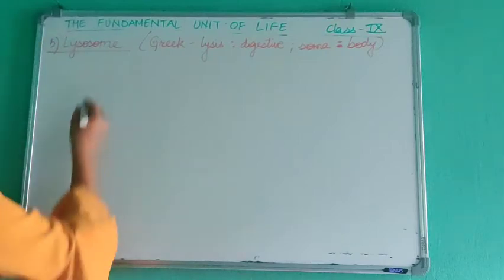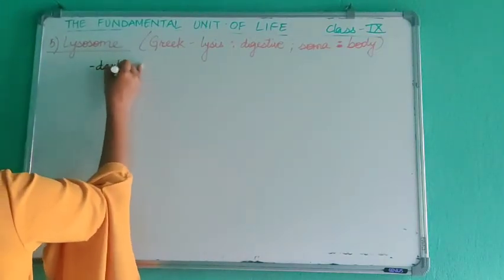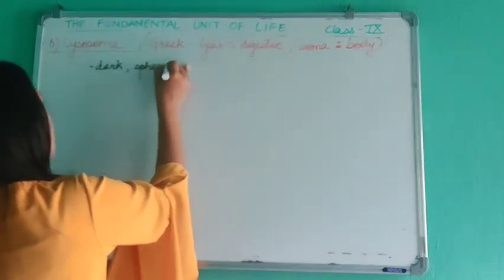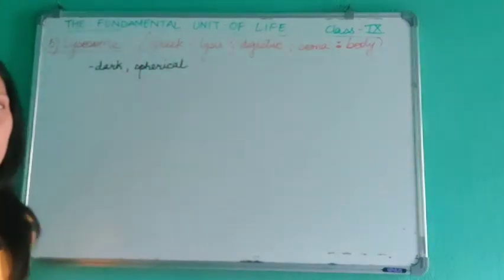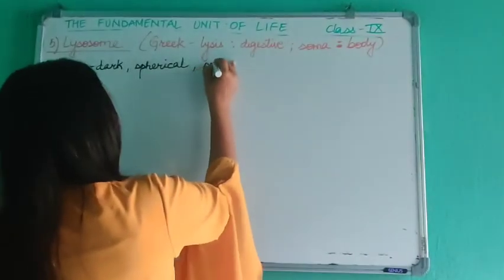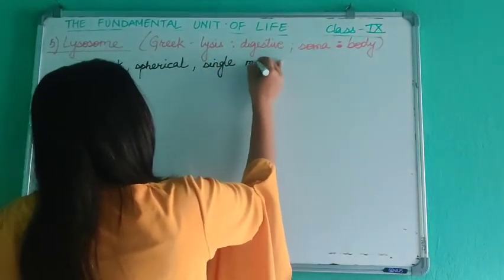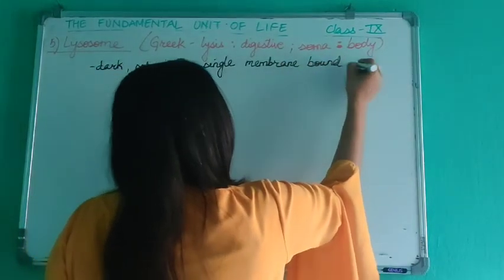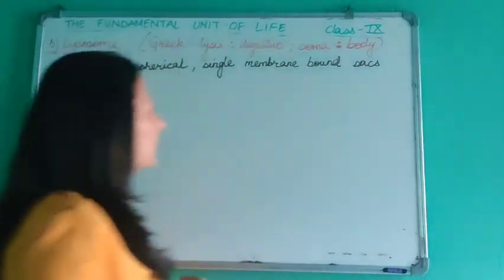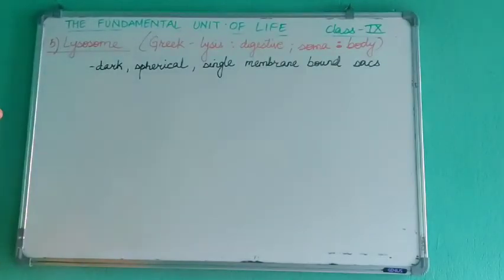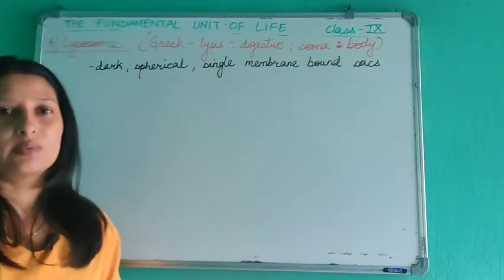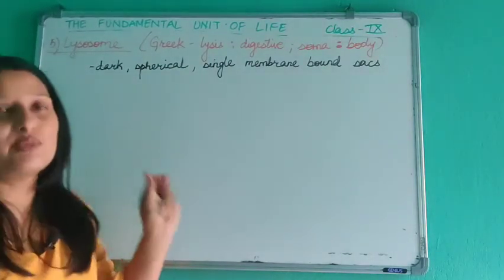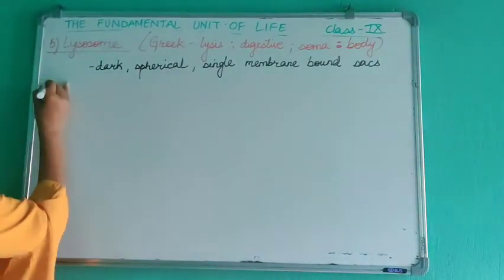What are lysosomes? These are dark spherical single membrane bound sacs. Okay, यिनीहरू डार्क हुन्छ, स्फेरिकल हुन्छ र सिंगल मेम्ब्रेनले ढाकेको हुन्छ. माइटोकन्ड्रिया चाहिँ डबल मेम्ब्रेनले कभर गरेको हुन्छ. लाइसोसोम चाहिँ सिंगल मेम्ब्रेन बाउन्ड sacs which contain several digestive enzymes.